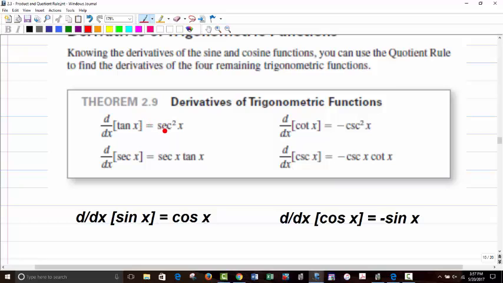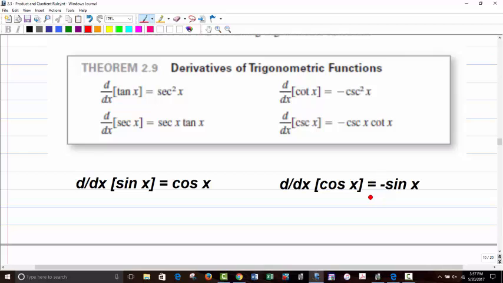So the derivative of tan is sec squared. The derivative of secant is secant times tangent. The derivative of cotangent is negative cosecant squared. The derivative of cosecant is negative cosecant times cotangent. And there I wrote the other 2 that we've learned before. And here's a little trick you may find helpful for helping to memorize these.